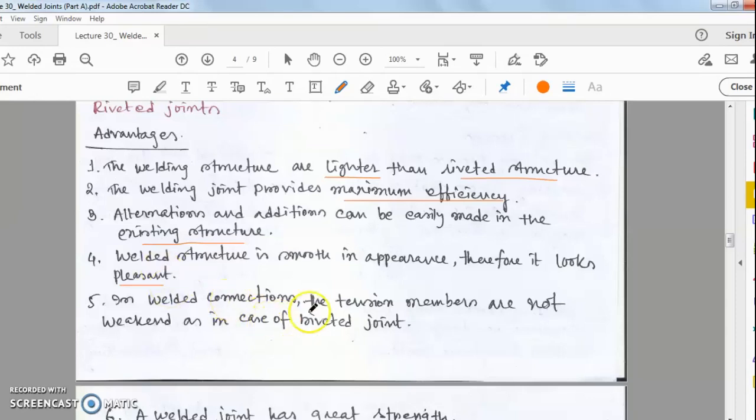In a welded connection, the tension members are not weakened as in the case of a riveted joint. That means two metals are being joined. If one metal of the joint comes under tension, in other joints that part may be subjected to a weakening tendency. But in the case of a welding joint, you cannot see any weakening of the part which is under tension. This is a good thing.